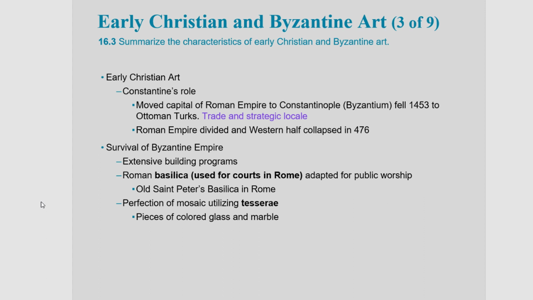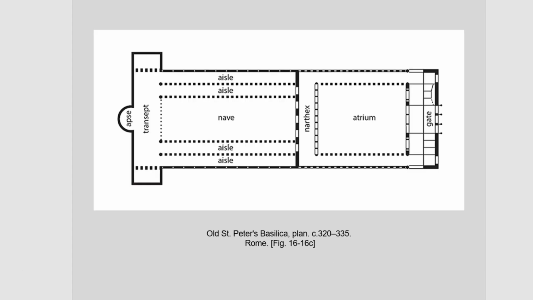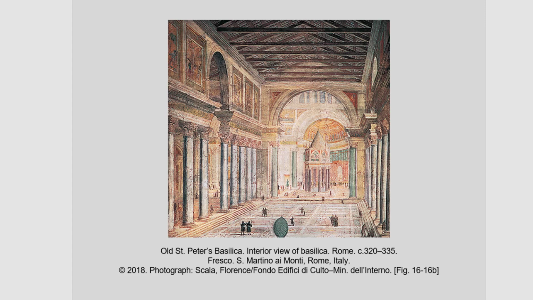The survival of the Byzantine Empire allowed for a lot of extensive building programs, and used, I'll just show it, the basilica. So the basilica was, in ancient Roman times, made for where the courts were. And so Byzantine architects converted it into making it for public worship. And I assume because it made sense for that. That sort of setup made a lot of sense for having people come in and worship together at the same time. It's a layout of a map of a basilica and what they would look like in imagination.